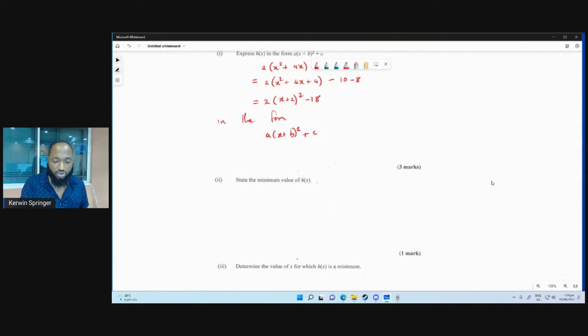State the minimum value. The minimum value of h of x occurs when x plus 2 is equal to 0, and x is equal to negative 2, and h of x would be equal to negative 18.